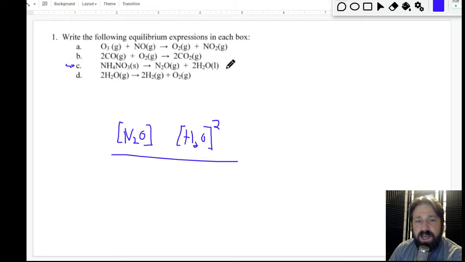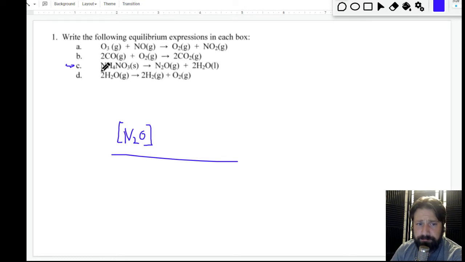Okay, now this is not quite right. I'm going to get to why this isn't quite right later on. Well, again, we can talk about it right now. I'm going to ask you, can we have a concentration of a liquid? Not really, right? Liquids don't really have a concentration. So in an equilibrium constant like this, if you see a liquid, you can ignore it. It just isn't there. We don't have a concentration for a liquid. So we can get rid of it.